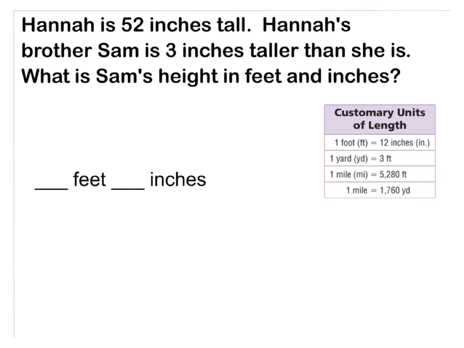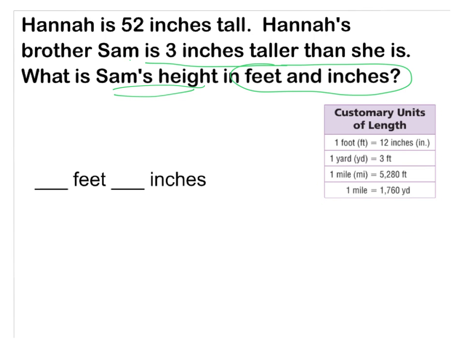All right, friends, for our next question, it says, Hannah is 52 inches tall. Hannah's brother Sam is 3 inches taller than she is. What is Sam's height in feet and in inches? Boys and girls, you can use this conversion chart to find this multi-step problem.